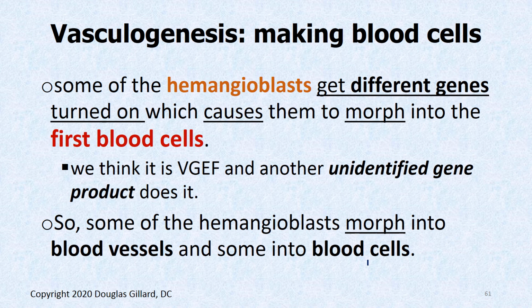But yeah, and then some of the hemangioblasts get different genes on. So we got tubes made, but not all the hemangioblasts turn into tubes. Some of them have different genes that get turned on. We won't worry about it. But they turn into your first blood cells, like your red blood cells and your platelets and things like that, to get you started. And there's some gene that we don't know much more of the story than that, but we know that the VEGF is the key for making these first red blood cells.